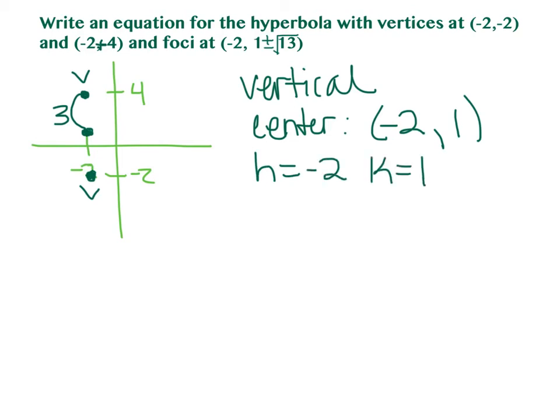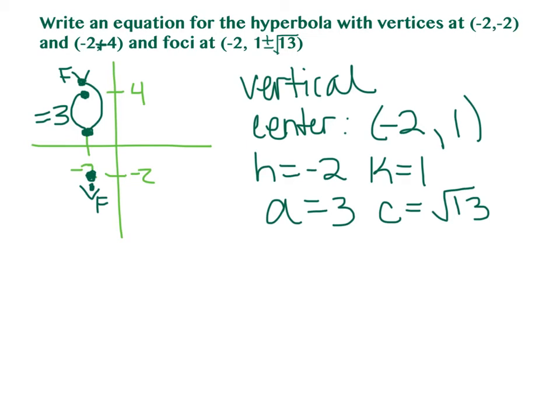We also know the distance, that a is 3. And then they also gave us foci, which said -2 and then 1 plus or minus the square root of 13. The square root of 13 is between 3 and 4 units long, so just a little bit above here and a little bit below here. The fact is, our C is the square root of 13, because that's how much we went up and how much we went down from the center.